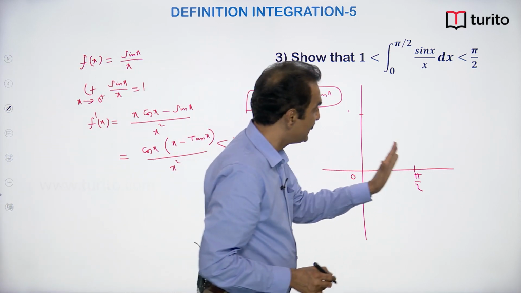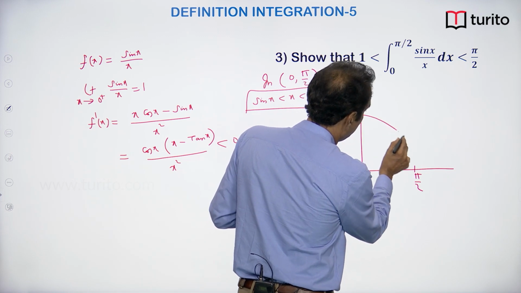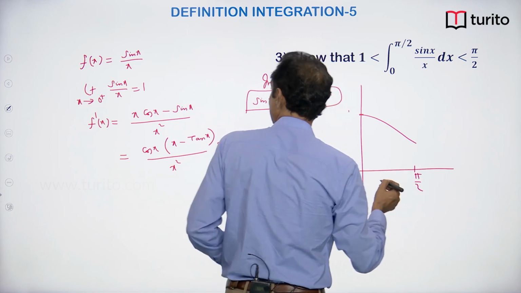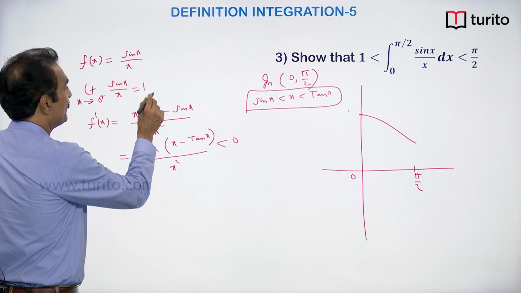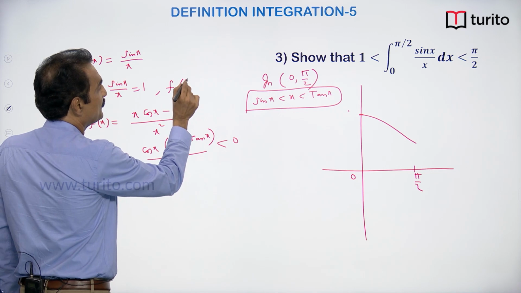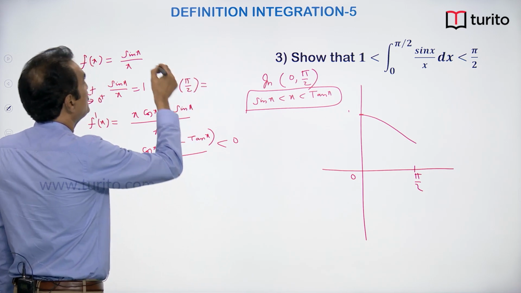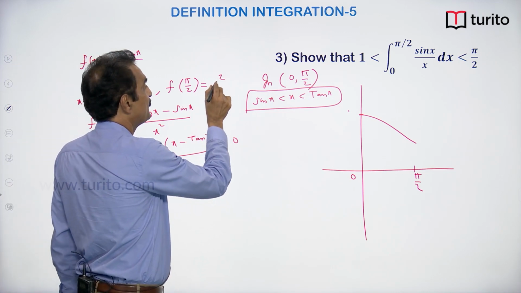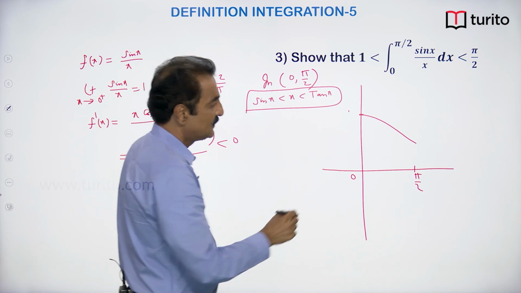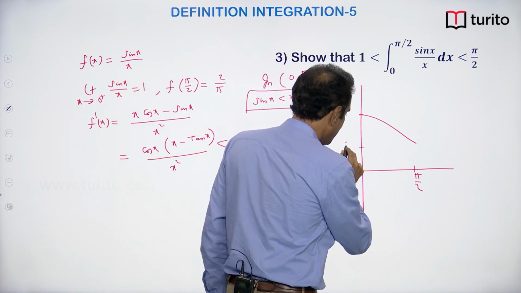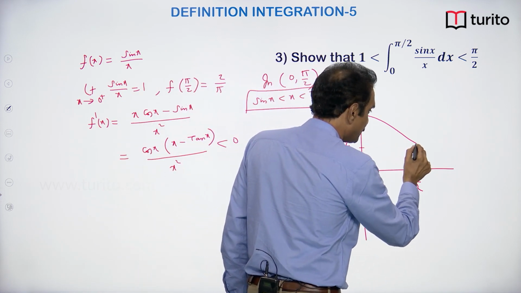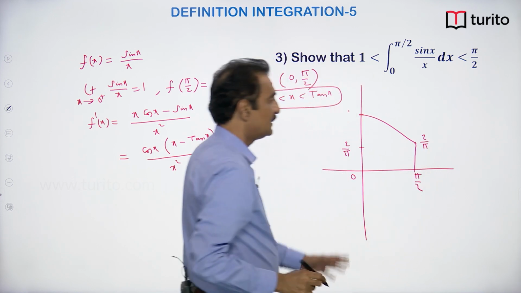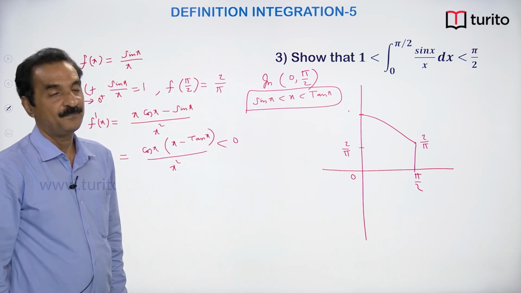So, from 0 to pi by 2 it decreases. So, I will draw something like this. At pi by 2, what is the value of the function f of pi by 2? Sin pi by 2 by pi by 2 is 2 by pi. So, this is 2 by pi. This is the graph of f of x.